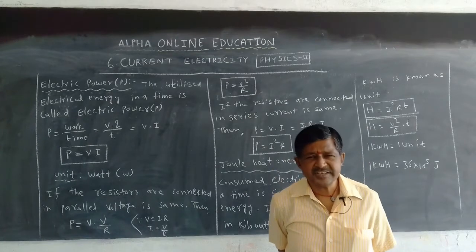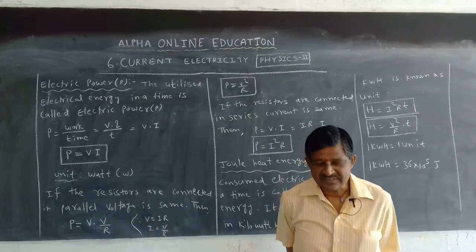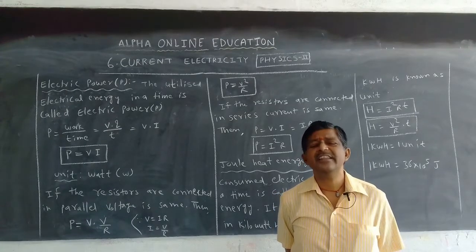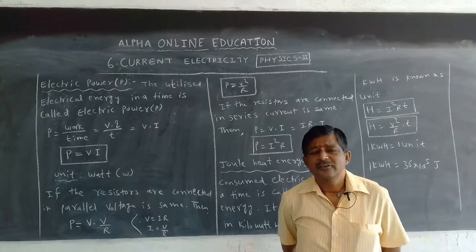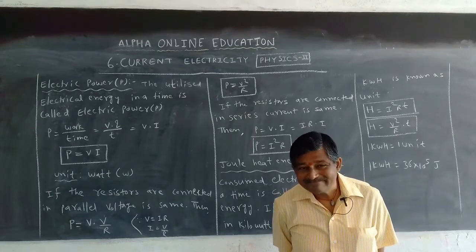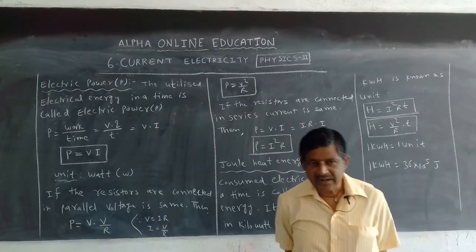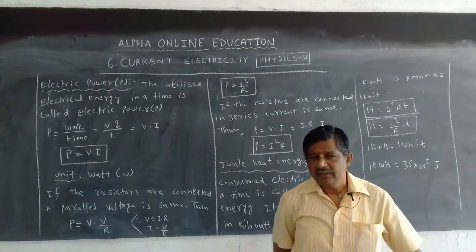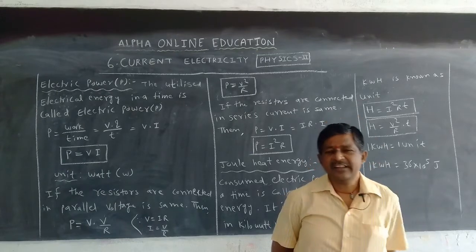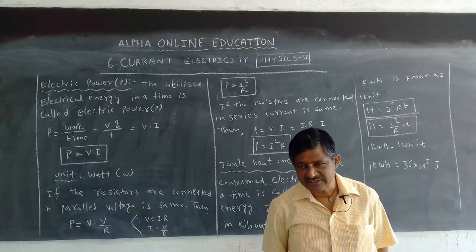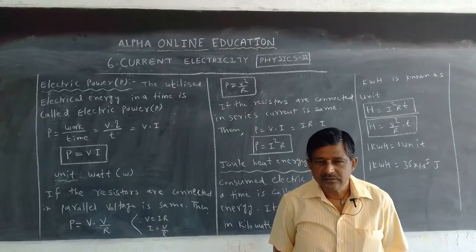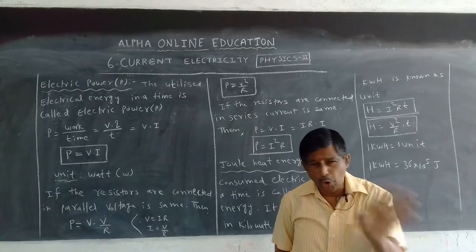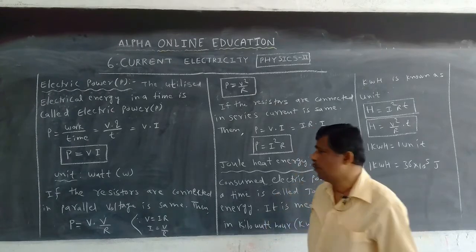We use this equation when the resistors are connected in parallel. Resistor means not only a resistor, you can take another one also. Bulbs are connected in parallel, we use this formula, P is equal to V square by R, when the resistors or conductors are connected in parallel. If the resistors are connected in series, is it the same equation? No, the equation is different. Now let us see how we can get it.